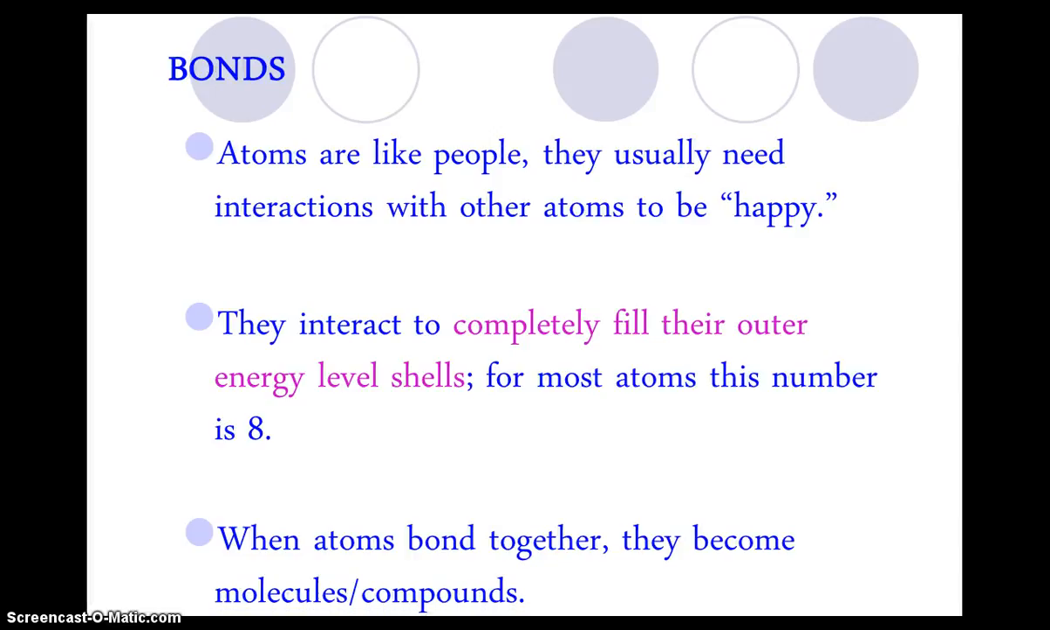Atoms are going to want to have a full set, so they're going to want to strive for 8 in that outer shell to balance out and maintain equilibrium. So they're always looking to bond to make themselves more stable and reach that homeostasis, or that equilibrium.